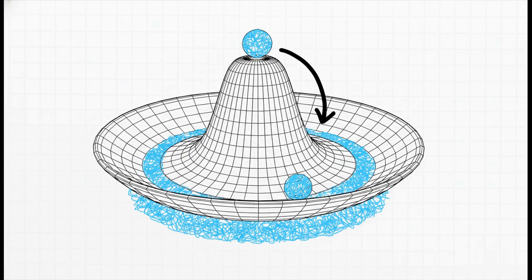And what does that mean? It means it has a constant, non-zero value everywhere, even in a total vacuum. We call this its vacuum expectation value, or V for short.